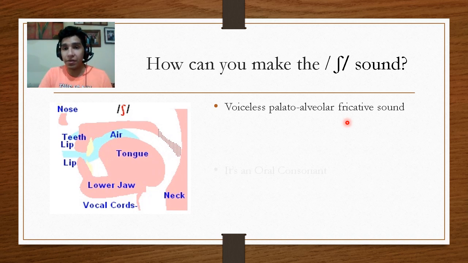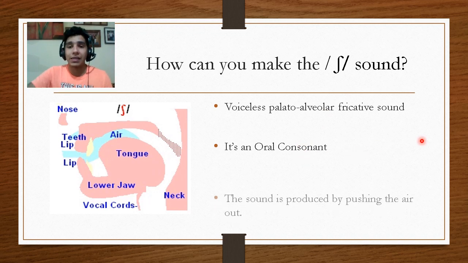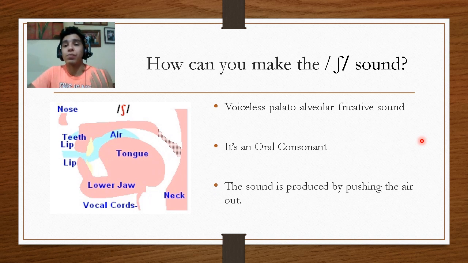Now, the other thing that you should know is that this is an oral consonant. What is an oral consonant? It means that the air is allowed to escape through the mouth. The last thing that you should know is that this sound is produced by pushing the air out. The air comes from the lungs and you push it through the mouth.